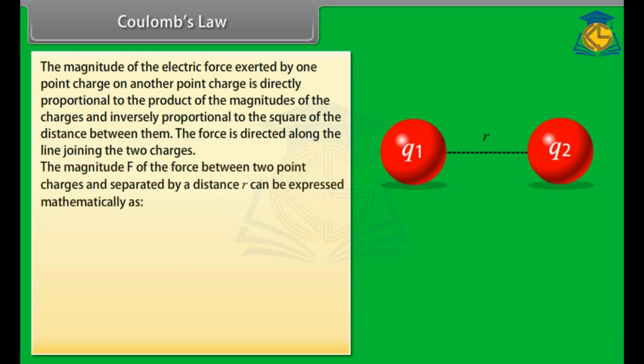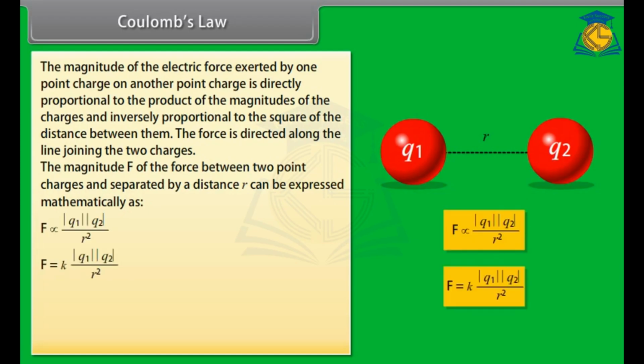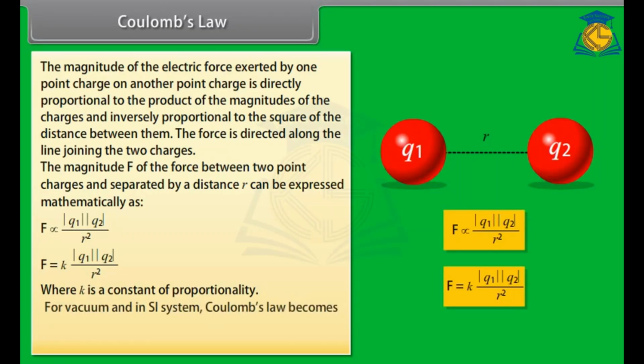The magnitude F of the force between two point charges Q1 and Q2 separated by distance r can be expressed mathematically as F = K |Q1||Q2| / r². Here, K is a constant of proportionality. For vacuum and in the SI system, Coulomb's law becomes F = 1/(4πε₀) × |Q1||Q2| / r².